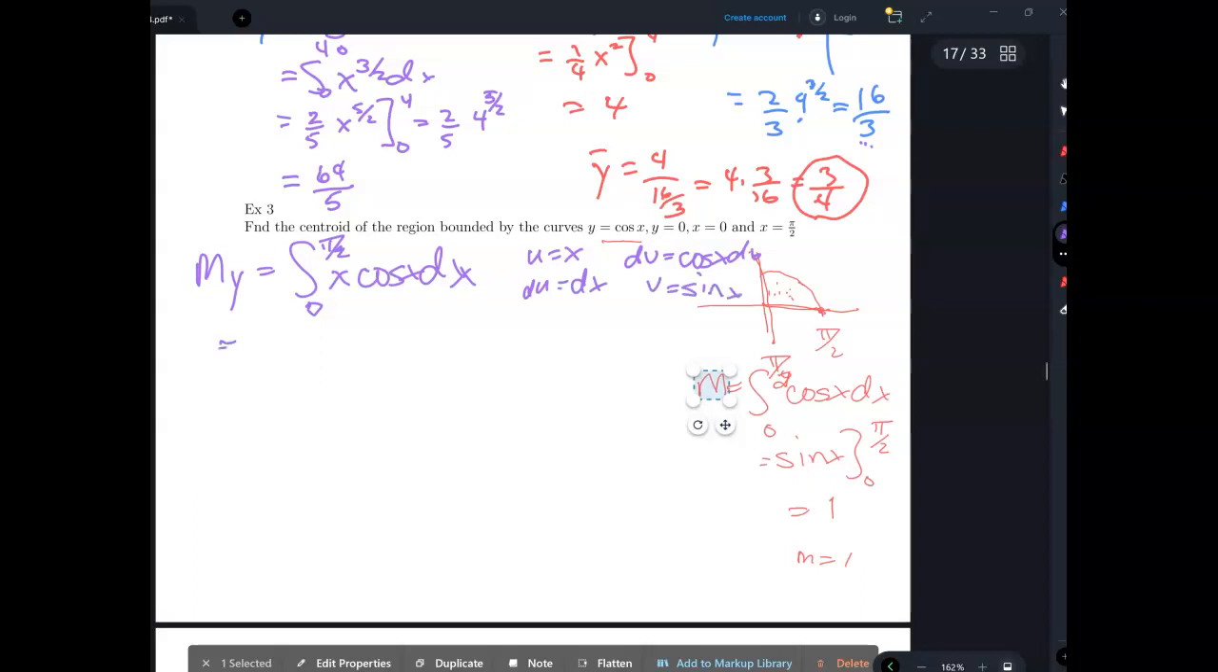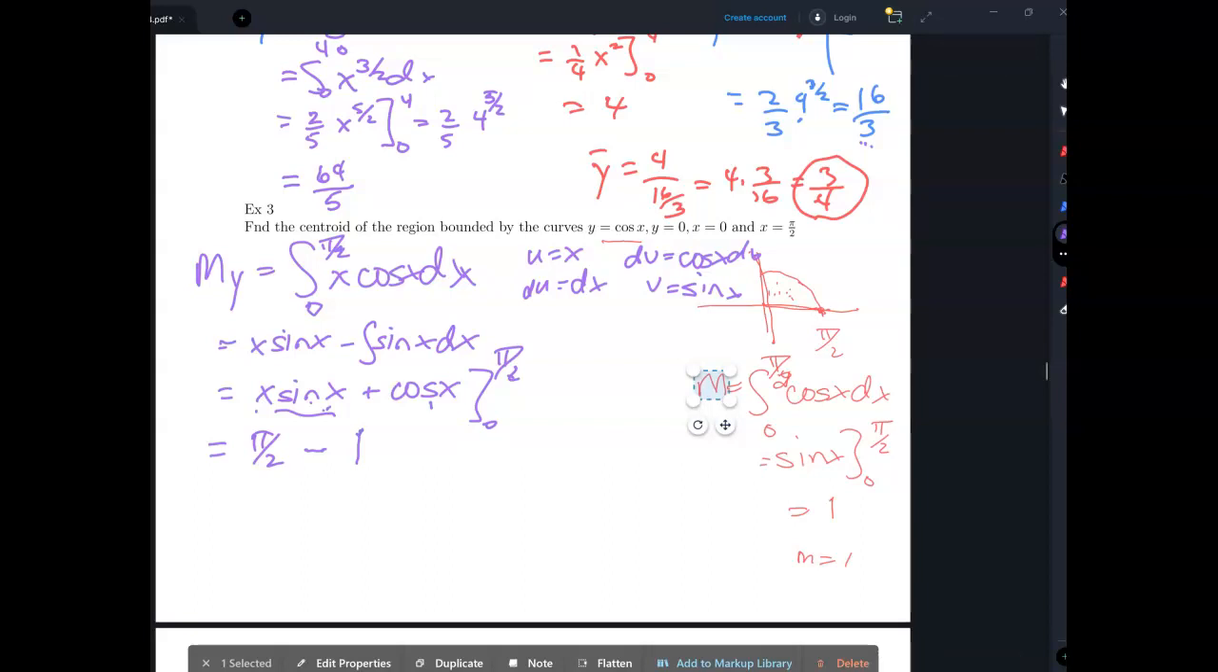So this gives me uv minus the integral of v du. So this x sine of x carries along, and I take the antiderivative of sine, and I get negative cosine, so this turns into a plus cosine. So between 0 and pi over 2, if I plug in pi over 2, this gives me 1, so I get a pi over 2, and that gives me 0. But don't forget to subtract plugging in 0. This gives me 0, and that gives me 1. So that's my moment about the y-axis, m sub y.